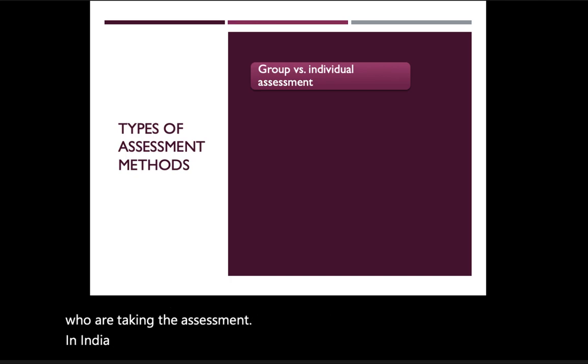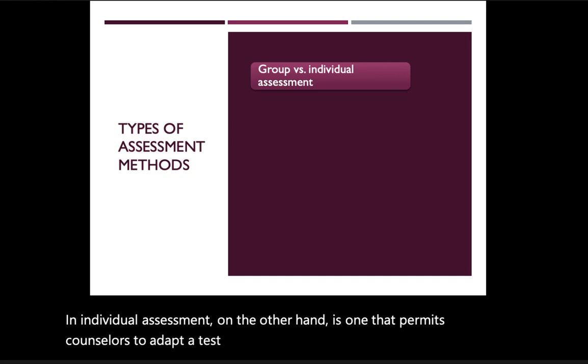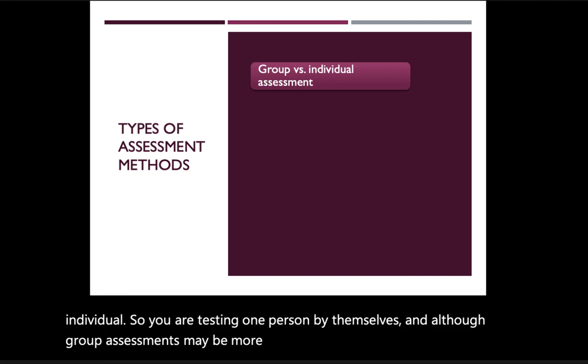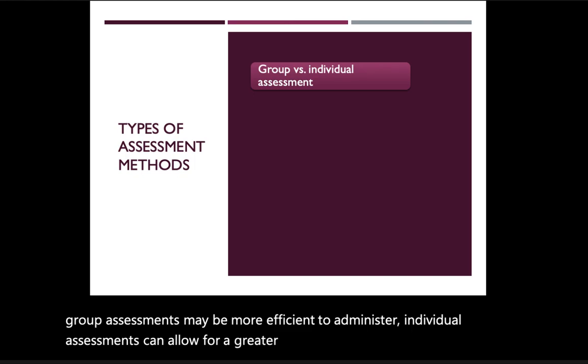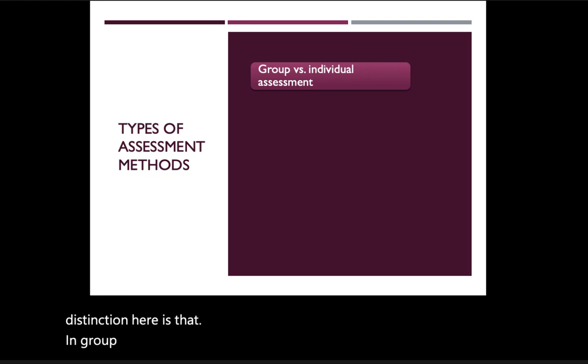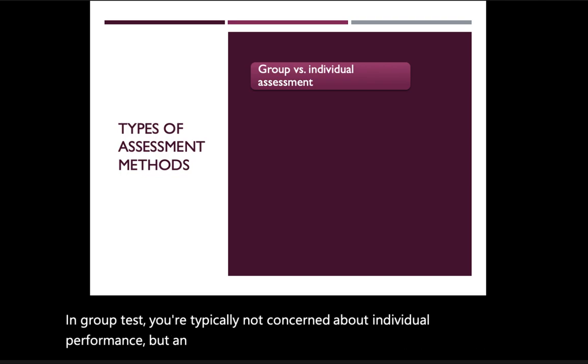An individual assessment, on the other hand, is one that permits counselors to adapt a test administration to the needs of a specific individual. So you are testing one person by themselves. And although group assessments may be more efficient to administer, individual assessments can allow for a greater attention to detail to a test taker's needs or their additional assessment methods to inform data. So, a great distinction here is that in group tests, you're typically not concerned about individual performance. But in individual assessments, you are.